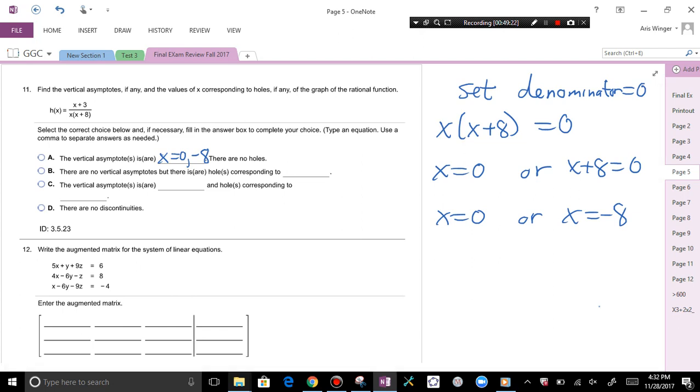What is it? Let's show. I can't see. Oh, so thank you. So let's zoom in a little bit.